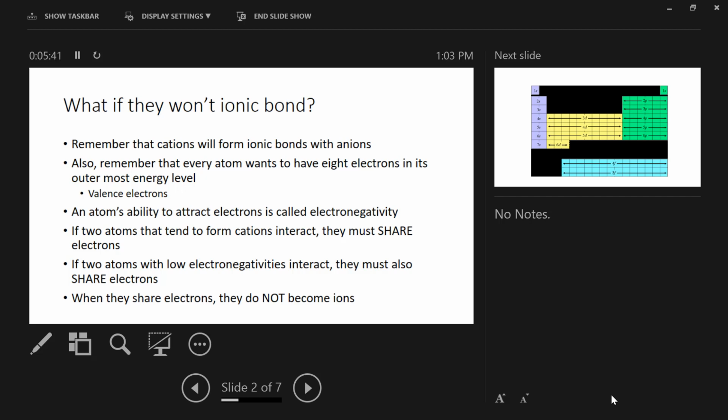Also, when they share electrons, they do not become ions.